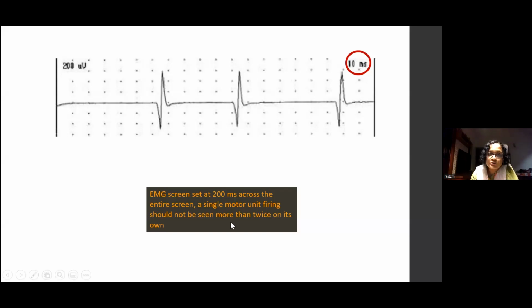But otherwise, what you could do to help you along is keep your screen at 10 milliseconds, and a normal EMG machine has about 20 divisions. So 20 into 10 is about 200 milliseconds across. If you see more than 2 potentials on a 200 millisecond screen, then that's reduced recruitment. In other words, a single motor unit firing should not be seen more than twice on its own. That's normal. If it's seen more than twice, that's reduced recruitment.